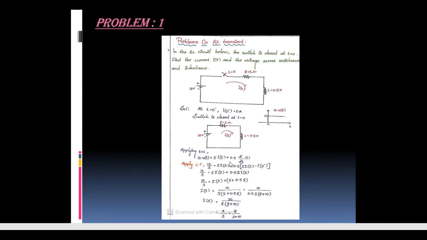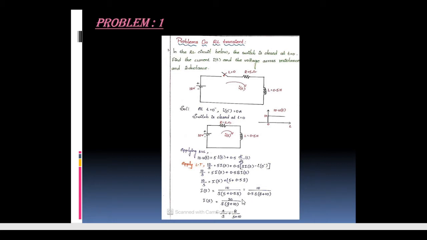We need to apply Laplace transform for this equation. We know for u of t the Laplace transform is 1 by s, for I of t the Laplace transform is I of s, and for di of t by dt it's s I of s minus I of 0 minus. We know already this is going to be 0 amps. So once you substitute that, and after a small rearrangement, we get I of s is equal to 20 divided by s into s plus 10.